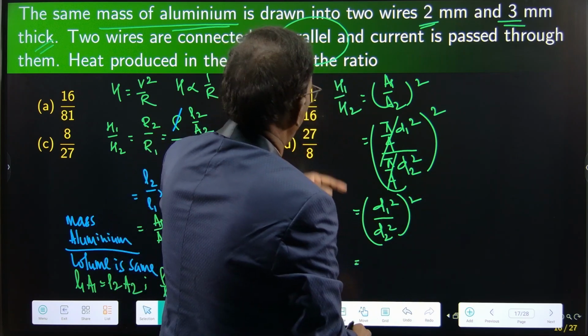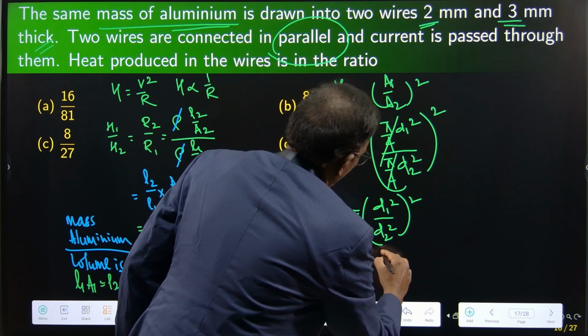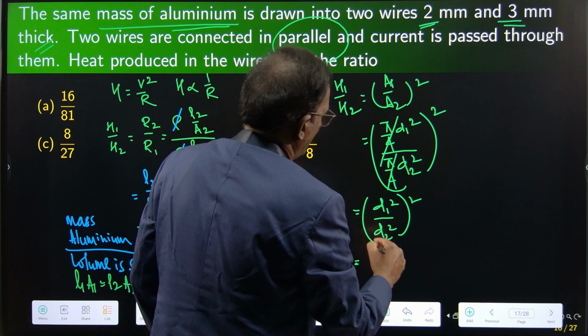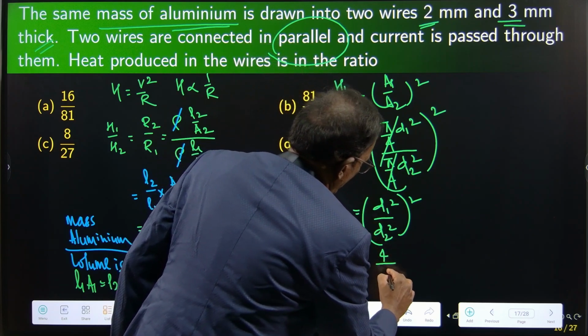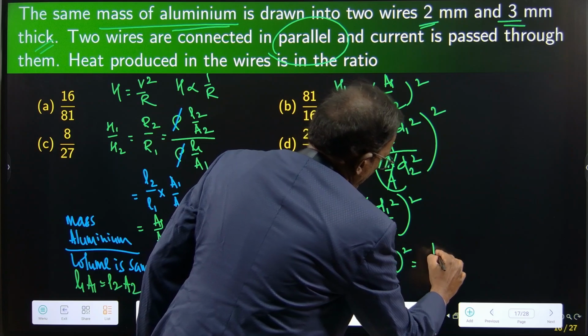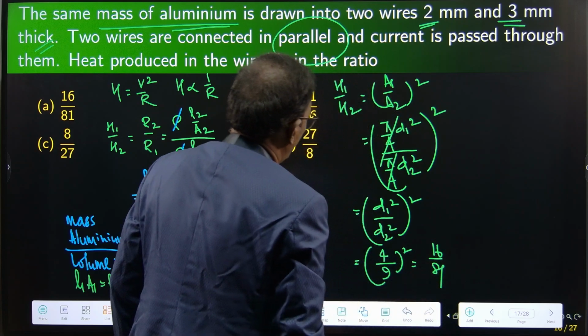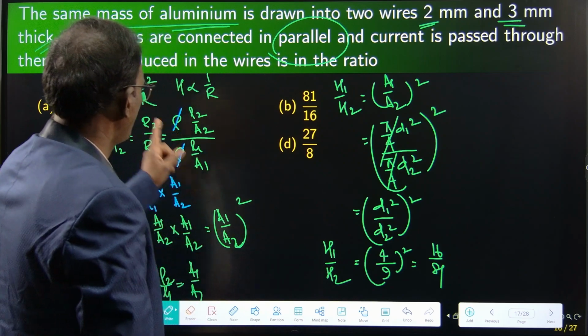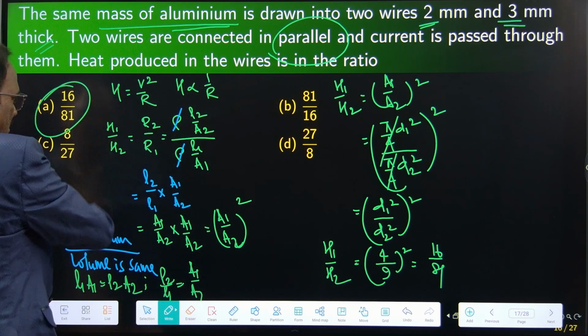d1 is 2 mm, so 2 square is 4, divided by d2 square, which is 9. 3 square is 9, then square. This will be 16 divided by 81. The answer is 16 by 81, option A.